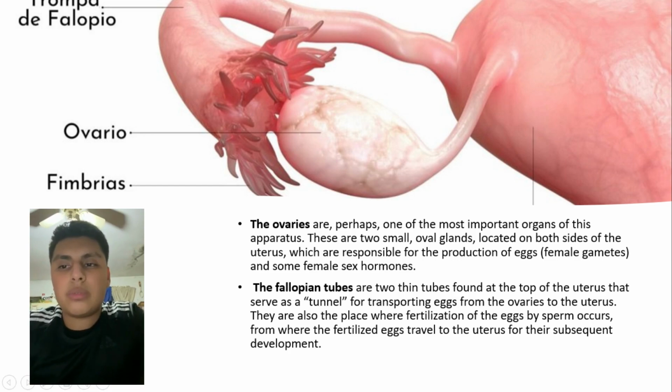The fallopian tubes are two thin tubes found at the top of the uterus that serve as a tunnel for transporting eggs from the ovaries to the uterus. They are also the place where fertilization of the eggs by sperm occurs, from where the fertilized eggs travel to the uterus for their subsequent development.